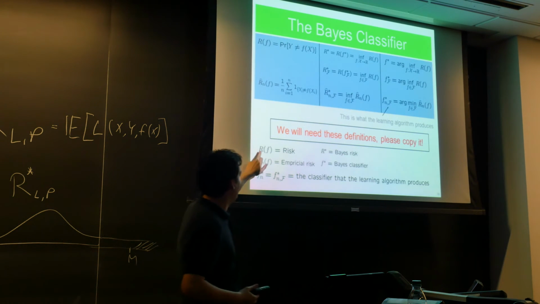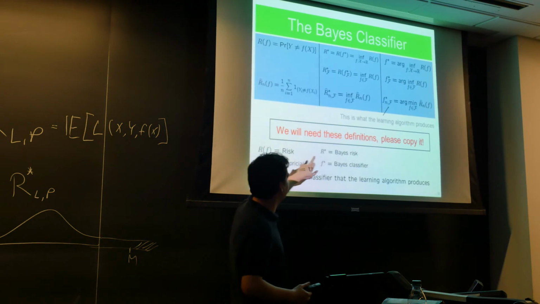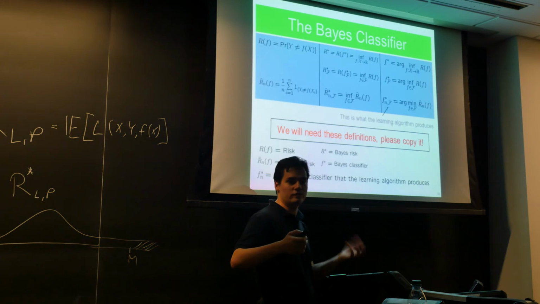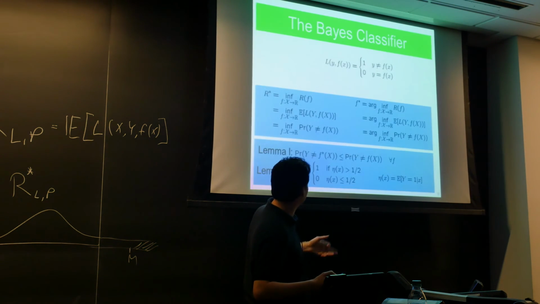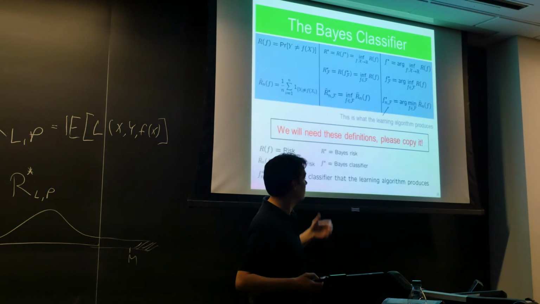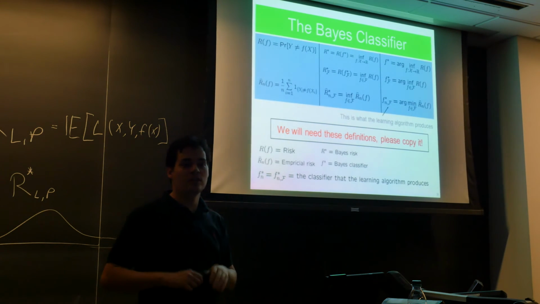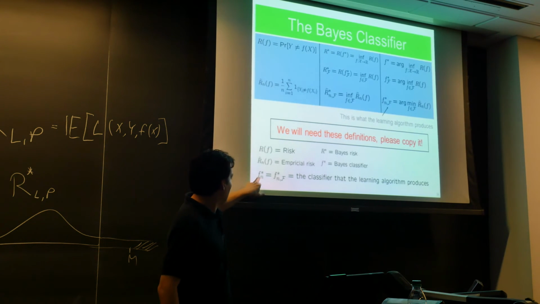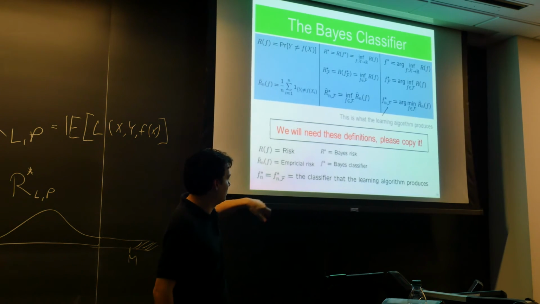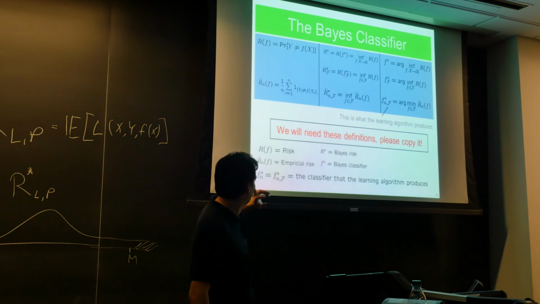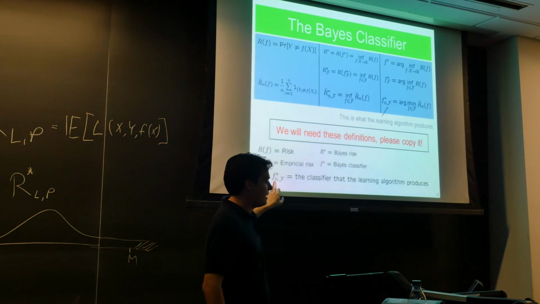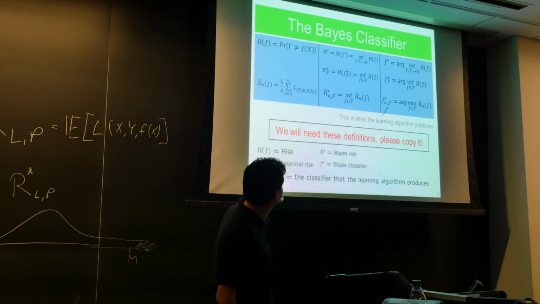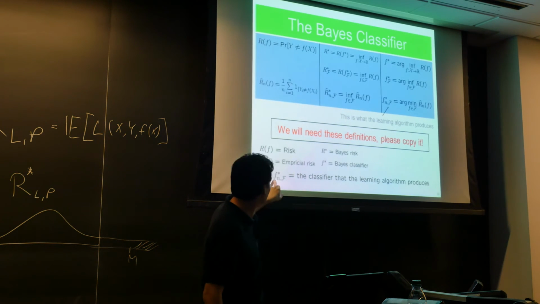Okay, so again, R of f, that's the risk of f. R star is the Bayes risk. F star is the Bayes classifier. Bayes classifier is that classifier that achieves the Bayes risk. So that's, in theory, we know it has this form. So that's called Bayes classifier. It has no relationship at all to Bayes rule, but it's just called Bayes classifier. And f star n f is the classifier that your empirical risk minimizer produces when you minimize in the function class f. Okay?